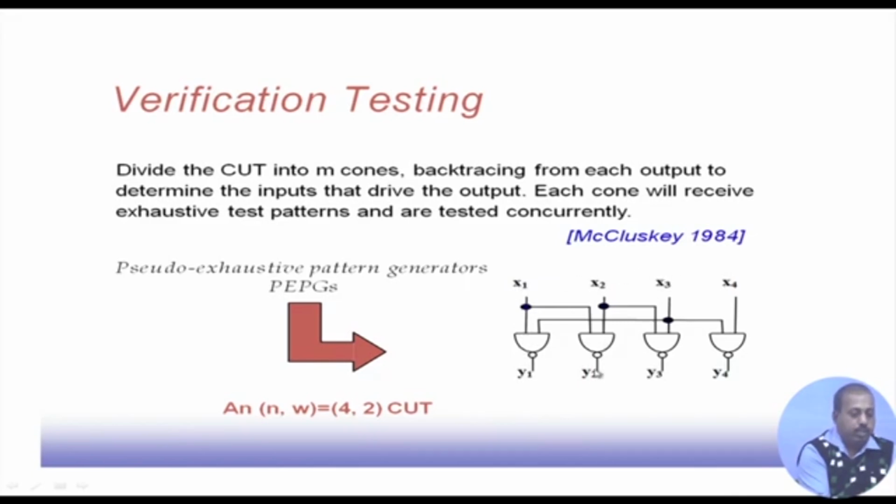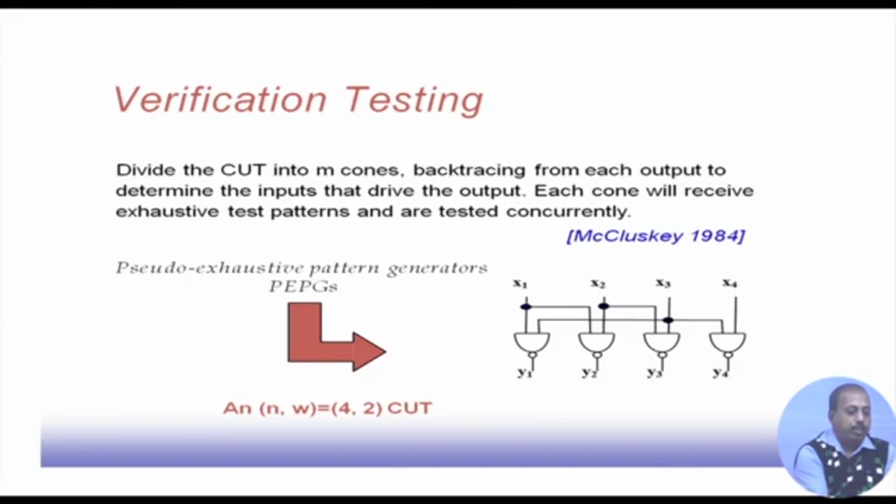Similarly, this gate y2 gets input from x1 and x2. So again, I need exhaustiveness in x1 and x2 only. In this particular circuit, if I can apply a test pattern set such that it is exhaustive for any two inputs, like if you pick up any two inputs, it will have the exhaustive pattern in that.